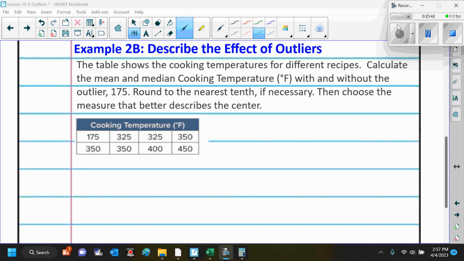All right, so I want you to pause the video and do example 2B on your own and then press play to get the solution, okay? And again, this is describe the effect of outliers, and you're going to take the same steps that you did in the previous example. So it says the table shows the cooking temperatures for different recipes. Calculate the mean and the median cooking temperature with and without the outlier of 175. Then, if we need to, we'll round to the nearest tenth. And then we want to choose the measure that best describes the center of the data. All right, go ahead and press pause.